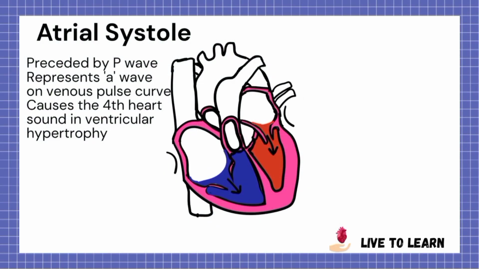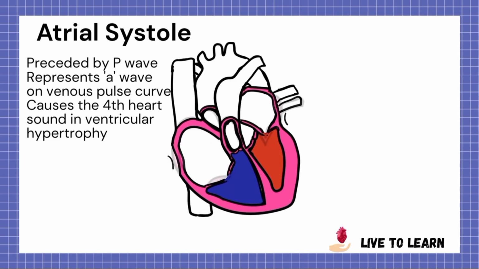Let's start with the first event of the cardiac cycle, that is atrial systole. It is preceded by the P wave, which represents electrical activation of the atria. Atrial systole leads to an increase in atrial pressure and is represented by the A wave on the venous pulse curve. It causes the fourth heart sound in ventricular hypertrophy, which is not audible in normal adults.